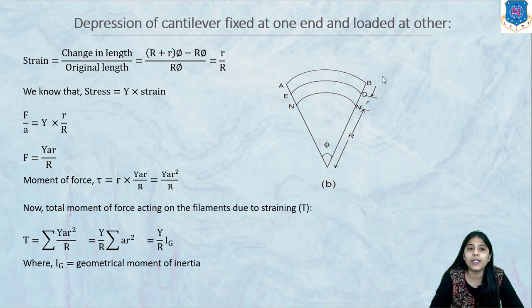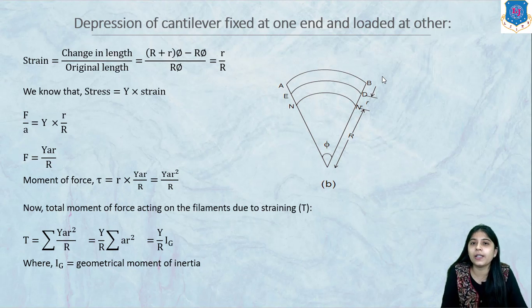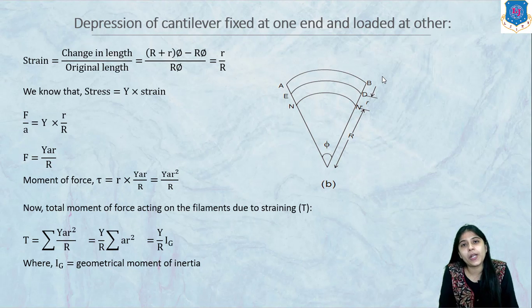What is the change in length? Small r is the change and the original length is R into phi. The change in length is R plus r into phi minus R phi, upon the original R phi. Phi cancels out, and we get small r upon R as the strain.